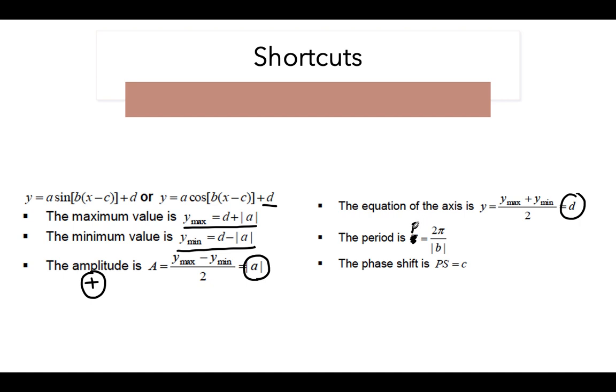And the period is 2 pi over b. The phase shift is represented by the letter C. Okay, so let's do an example to finalize this understanding.